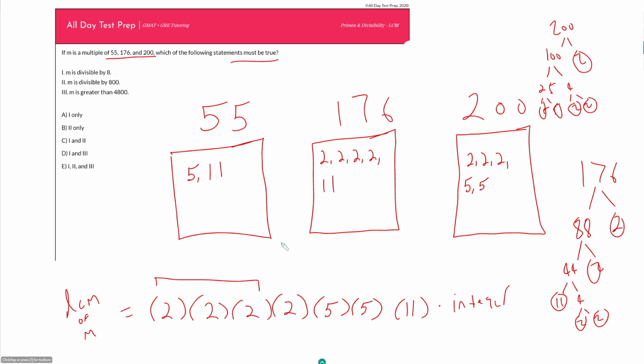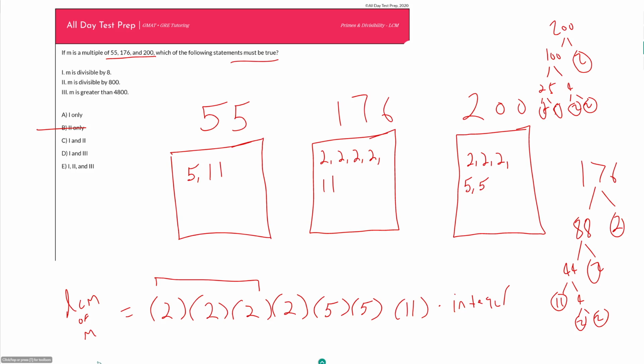And so even if this integer contains an 8, our multiple will be divisible by 8. We only care about what has to be true for every single one of these multiples. So we only care about things that we know from the least common multiple. And because the least common multiple contains an 8, all of our multiples will contain an 8. So statement 1 must be true. Therefore, anything that does not contain a 1, we can eliminate. Not super helpful, because they all contain a 1 except for B.